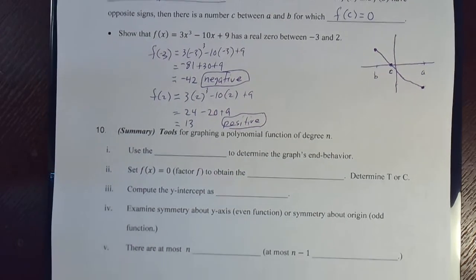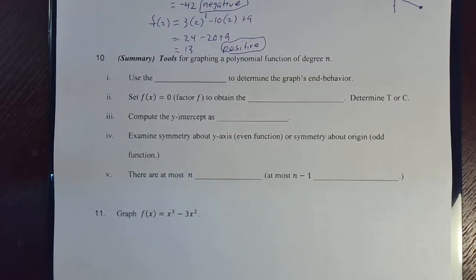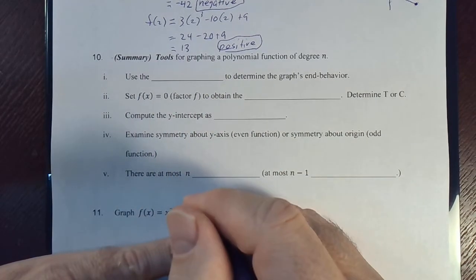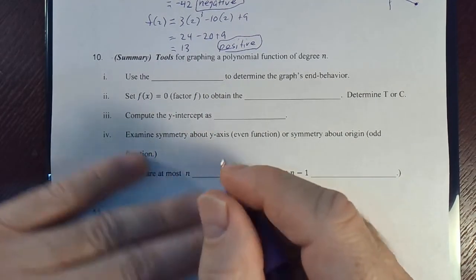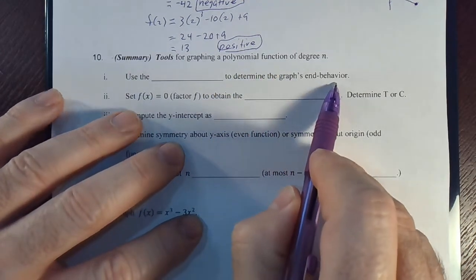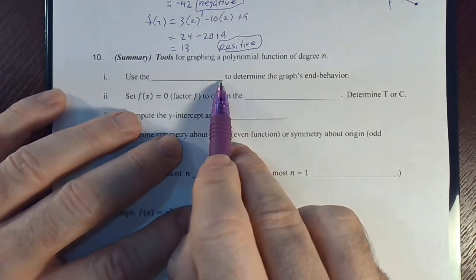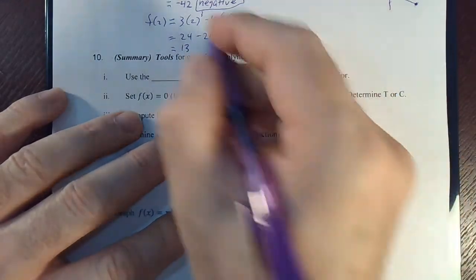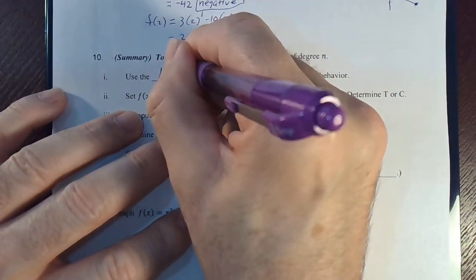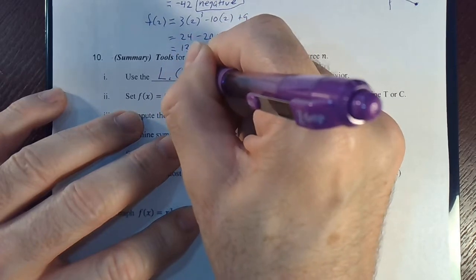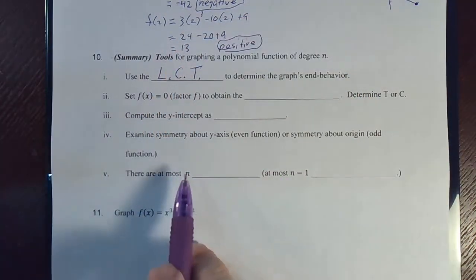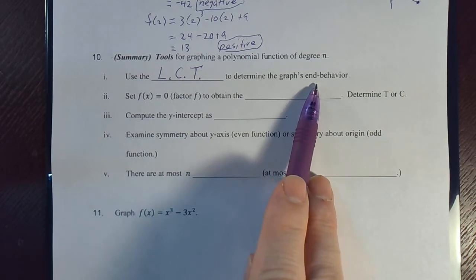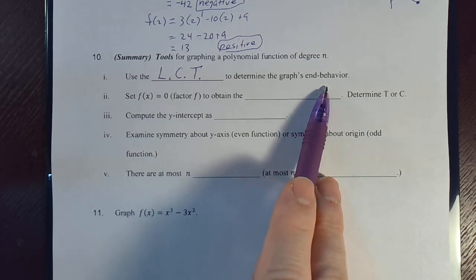Okay, let's summarize what we've done in this section. All right, for graphing a polynomial function of degree n, how do we determine the graph's end behavior? What's one way of doing that? We can simply look at that leading term and use the leading coefficient test that we saw in an earlier video. That'll tell us whether it rises or falls left and whether it rises or falls right.